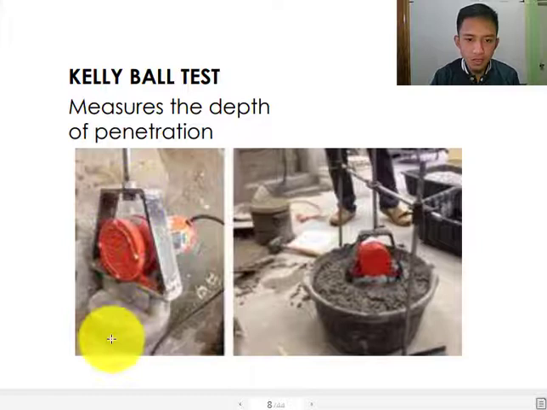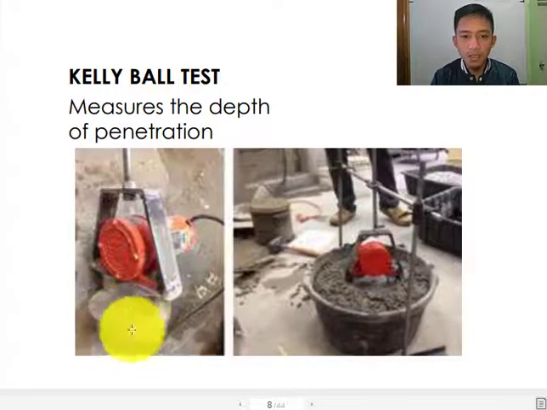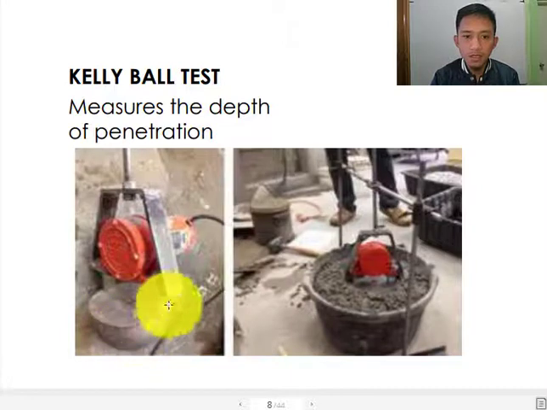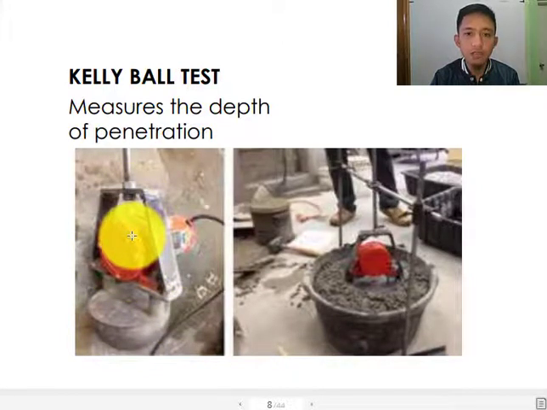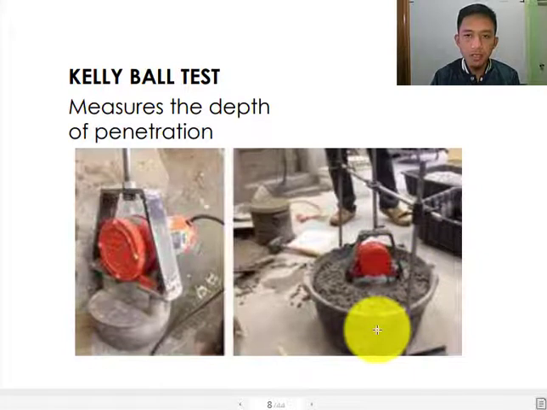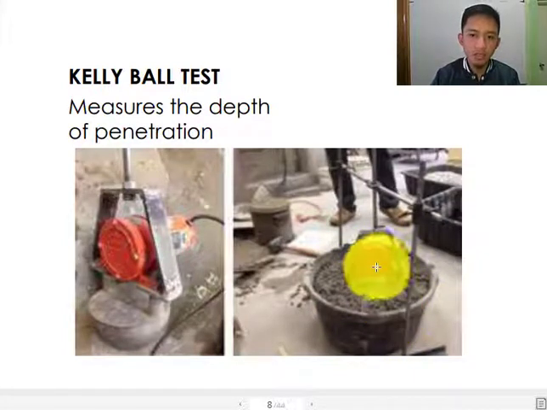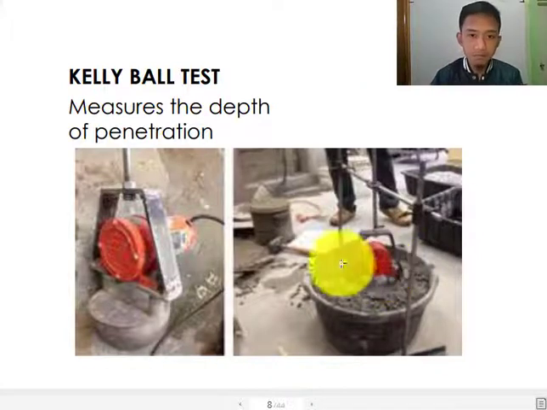Okay, we call this one the Kelly ball because we actually have a hemisphere, half of a metal ball, and on top of it we have a vibrator. That will vibrate. We are going to put that on top of a concrete mix, and it will penetrate inside the mix. The depth of the penetration will be measured. Okay, so that is the Kelly ball test.